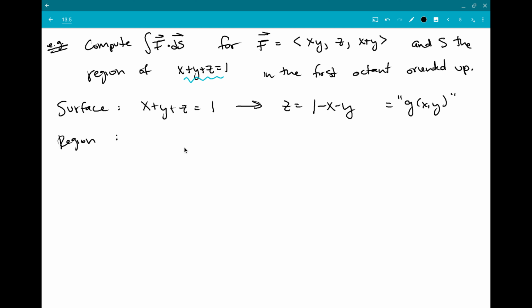And my region R is going to be where x plus y plus z is cut off by the coordinate systems. So let's sketch a little picture. Here's my plane, and there's my region. We've done this quite a bit before. That region happens to be where z is equal to 0, so it's bound by the line y equal 1 minus x.